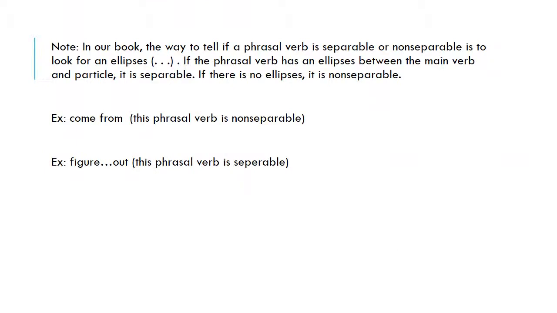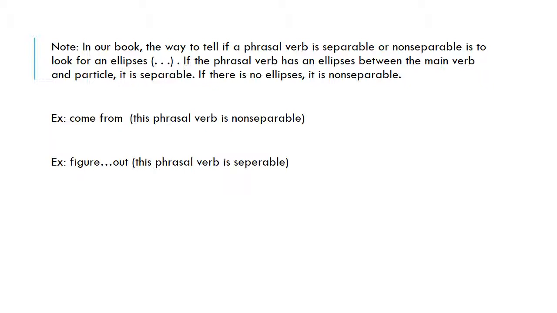In our book, the way to tell if a phrasal verb is separable or non-separable is to look for an ellipsis. This is the 3 dots that will appear between the main verb and the particle. If the phrasal verb has an ellipsis between the main verb and the particle, it is separable. If there is no ellipsis, then it is non-separable.